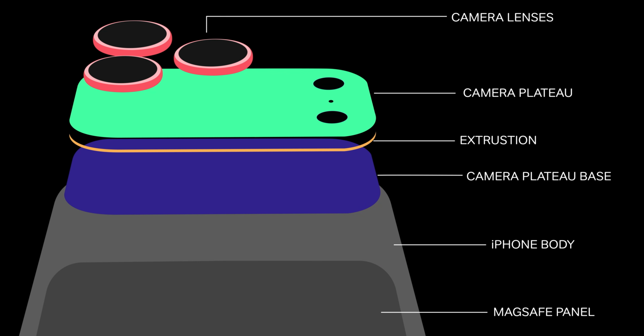Let's start by understanding the layer structure of our flat 2D iPhone. At the base, we have the iPhone body, and sitting right on top of it is the MagSafe panel. Next, we have the camera plateau base layer, followed by the extrusion layer, which basically represents the height of this camera plateau. And on top of it, we have got the main camera plateau layer itself with the 3 cameras, the flash, the mic, and the sensor.